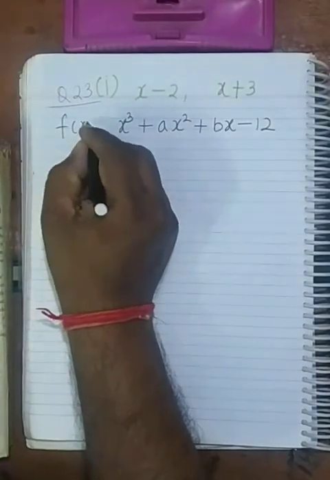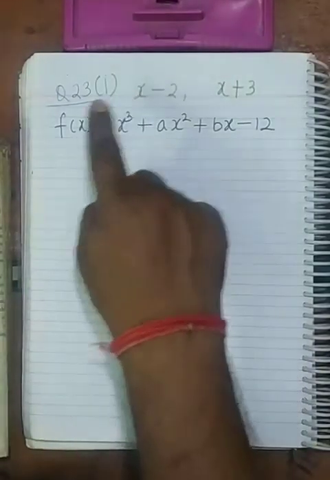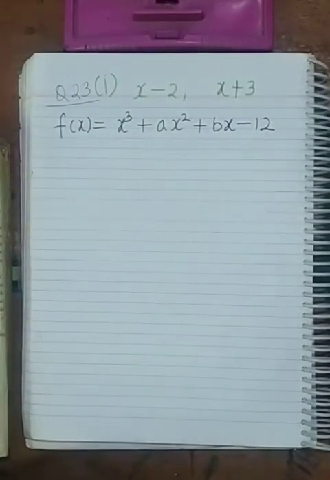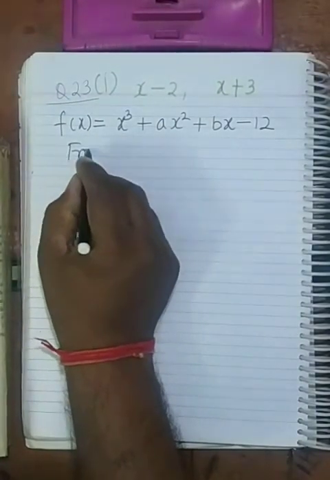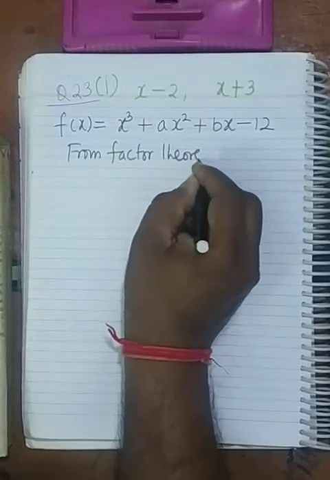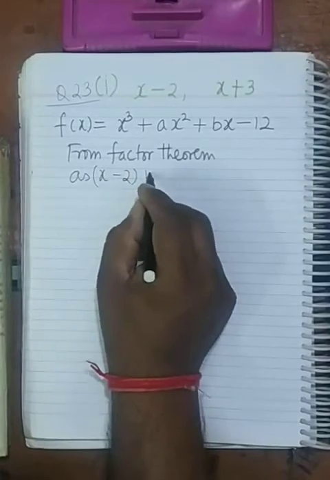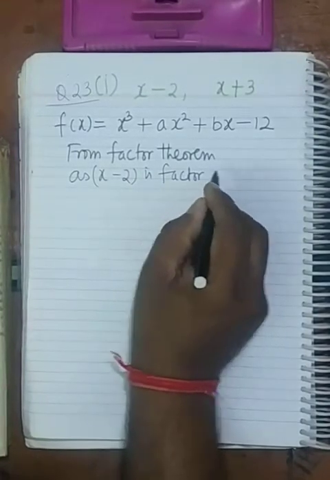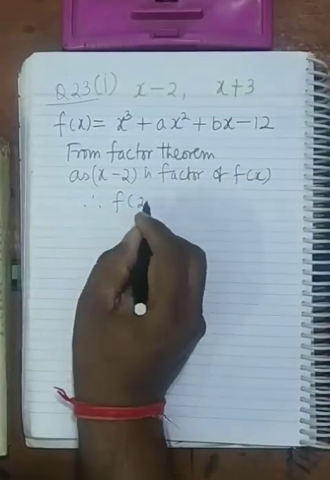So first we will assume that it is equal to f(x). Now see here, since x minus 2 is the factor of f(x), therefore f(2) will be 0. As we know that x minus 2 will be the factor of f(x) only when f(2) will be equal to 0. So from factor theorem, we will write as x minus 2 is factor of f(x). Therefore, f(2) will be 0.